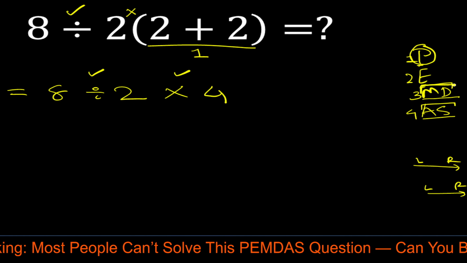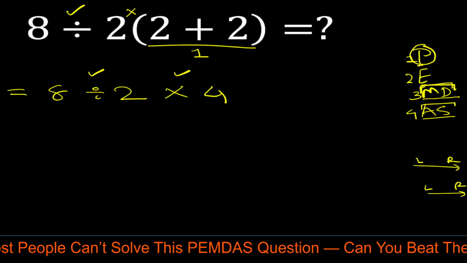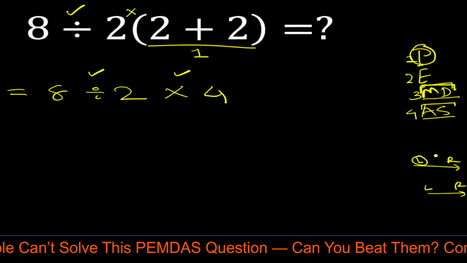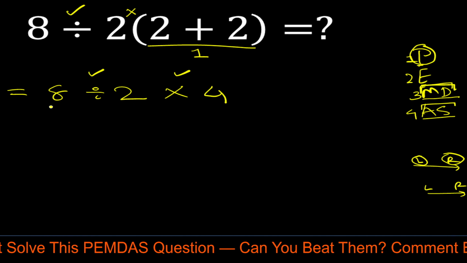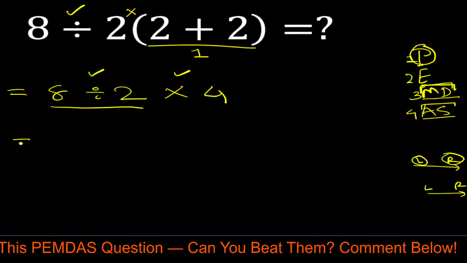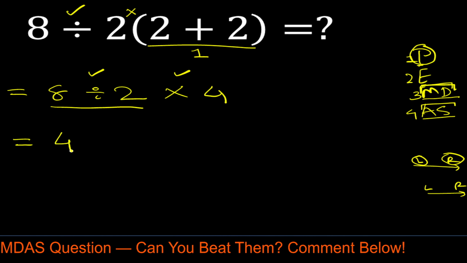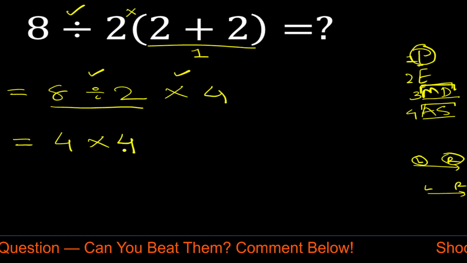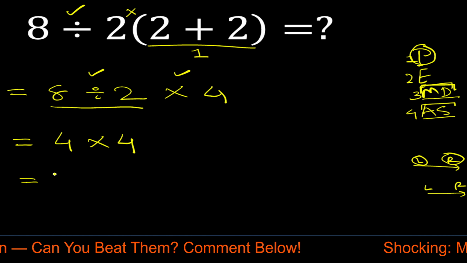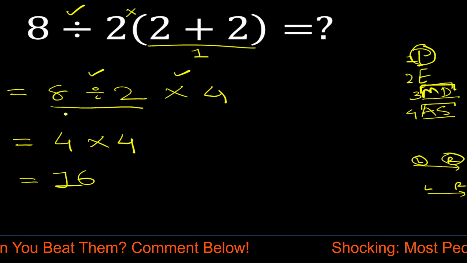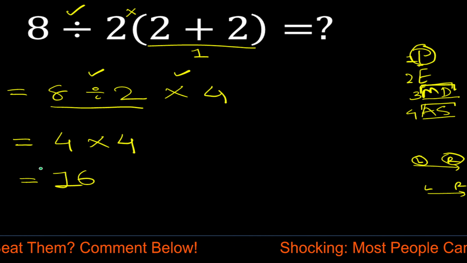Now here we have one division and here multiplication. So multiplication and division both have equal priority. So we have to solve it from left to right. So first we have to solve this division, right? So 8 divided by 2 is equal to 4 times 4. So now 4 times 4 is equal to 16, right? So the correct answer is 16.